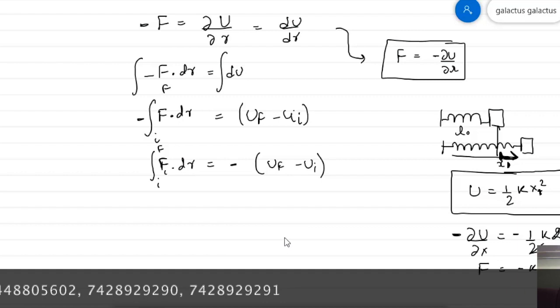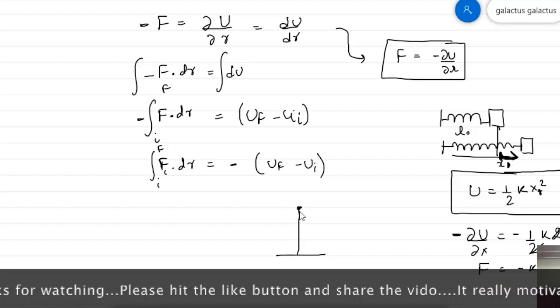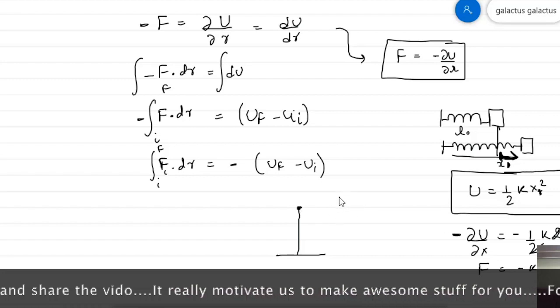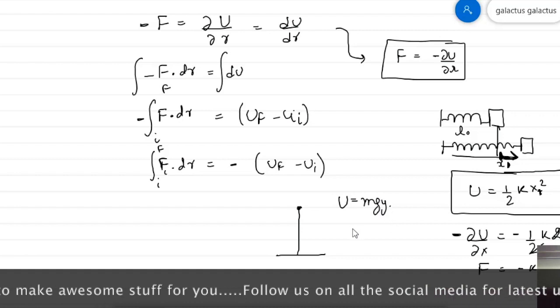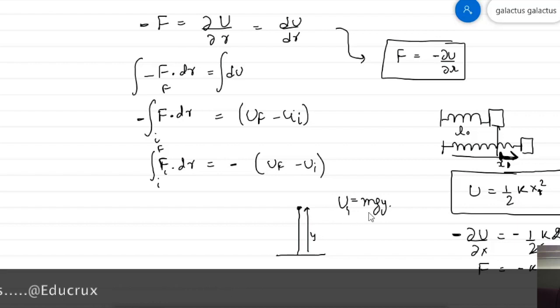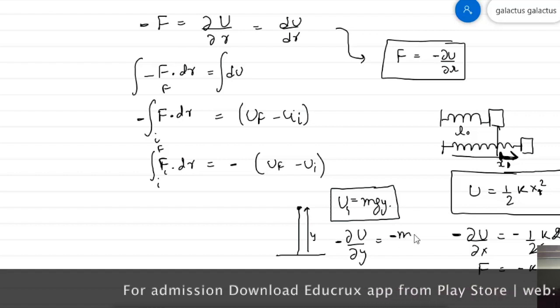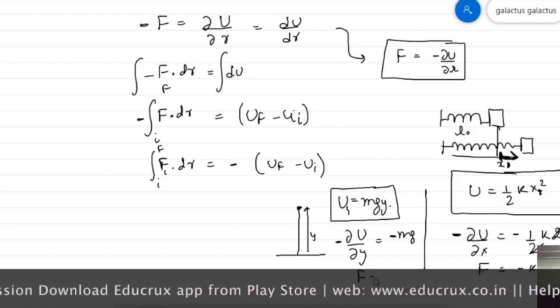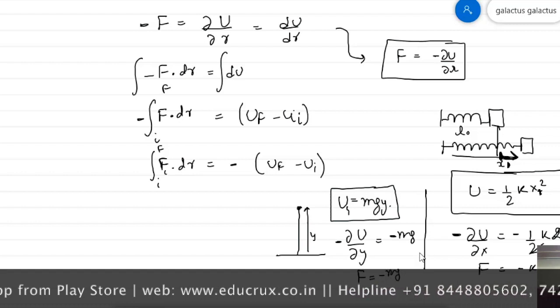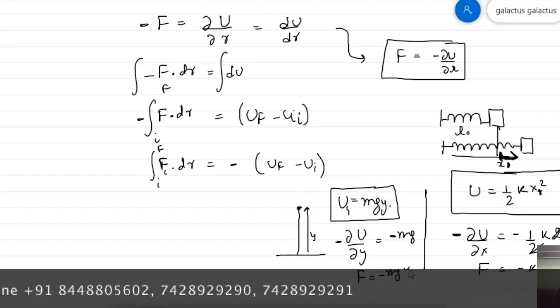So now consider another example. If a ball is at a certain height y, then U is equal to mgy. So if a ball has a certain height y, then the potential energy that is stored in the ball is mgy. If I now take negative dU by dy, I'll get mg. So F is now equal to mg. So the force that is acting on the body is the weight of the body in the downward direction.